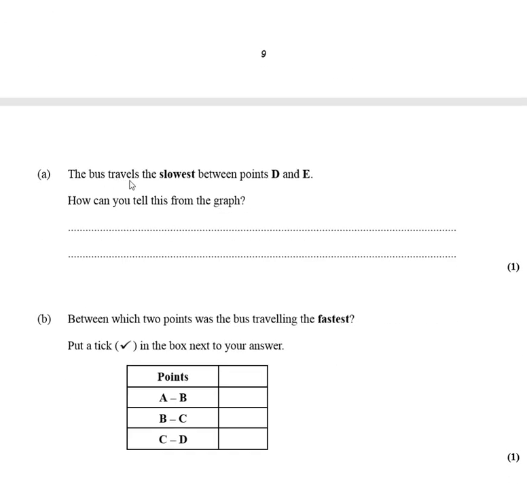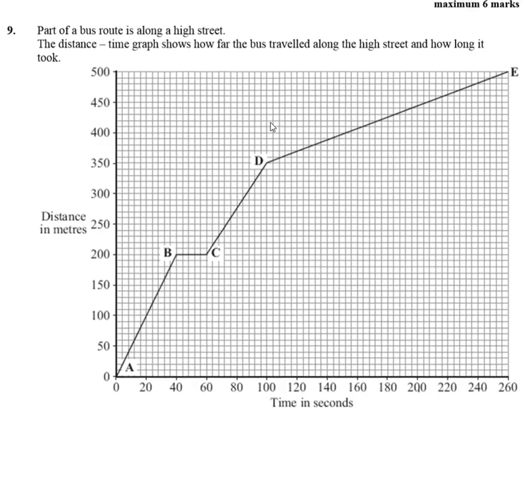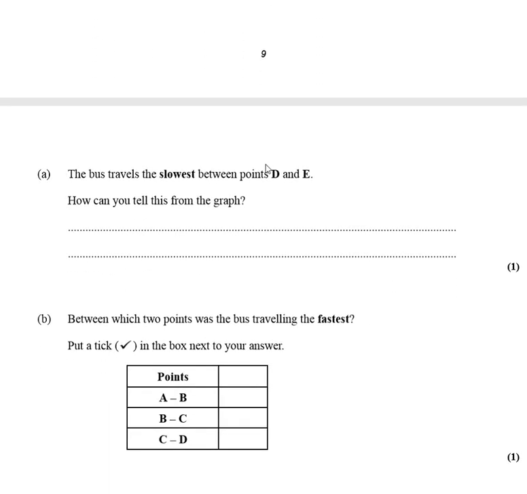The bus travels slowest between D and E. Why is it again? It's the same thing as before. It's all about the lines. It has the much less steep line, the shallowest slope. Okay, so that's the answer.